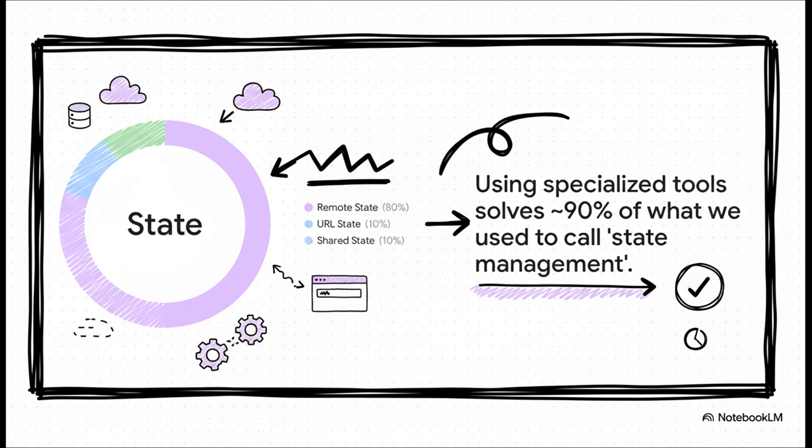When you look at it this way, you see that if you use a tool like TanStack Query for your remote data and Nuqs for your URL state, you've already solved something like 90% of what we used to call state management. That huge, scary problem we started with, it just shrank down to this tiny little 10% slice.